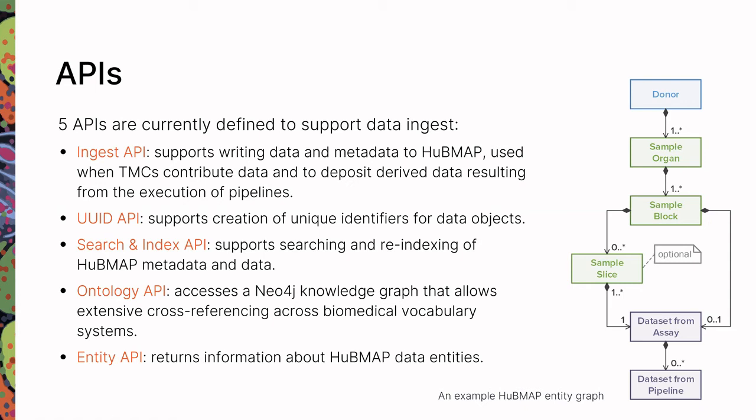It not only manages the uploading data, but also the step of doing the initial pre-processing and the quality control and quality assurance. That all is through the ingest API. The UUID API creates unique identifiers. Search and index both support searching and re-indexing of the Elasticsearch indices. And then the Ontology API is what lets us do the cross-referencing across various controlled biomedical vocabularies. And my partner in the infrastructure component, Jonathan Silverstein, is really working in depth on the ontologies with Cuddy.